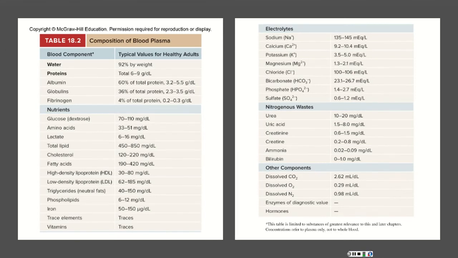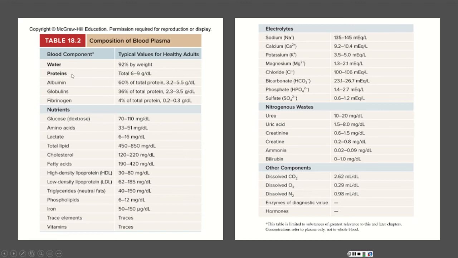And here are some charts from page 673 of your textbook. Now, this is a lot of information, and again, you do not have to know all of this. Some of it I would like you to know. This is what do we find in plasma? And plasma is mostly water. Our body is mostly water. Plasma is also mostly water. Water makes up about 92% of the weight of plasma.